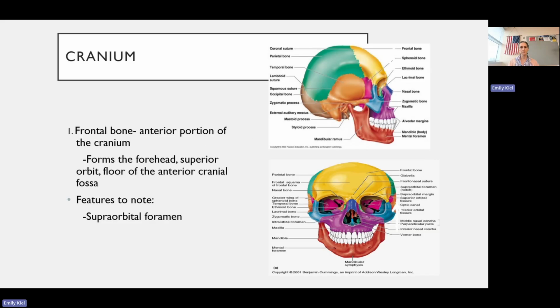So we're looking at the cranium. First of all, we've got the frontal bone here. We've got our forehead, the superior part of the orbit.